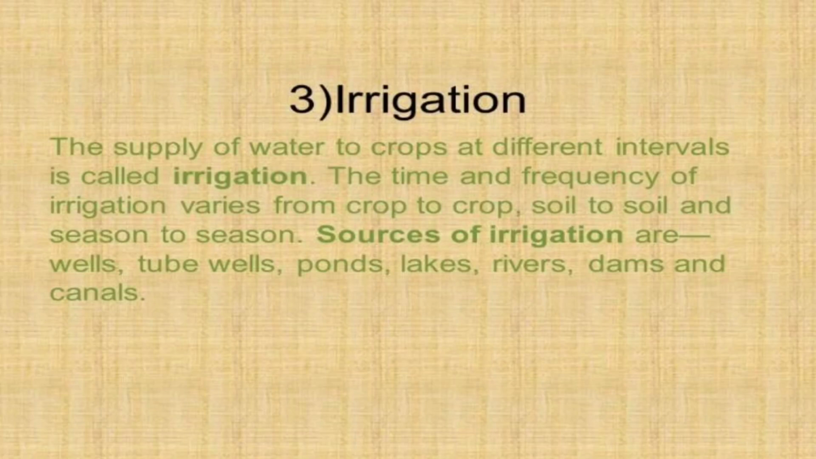Sources of irrigation are tube wells, from which we get the water we give to the plants. Tube wells, ponds, lakes, rivers, dams, and canals are sources of irrigation. There are some traditional methods and some modern methods of irrigation. Traditional ones are the chain pump, the moat or pulley system, and the rahat. The modern methods are sprinkler irrigation and drip irrigation.